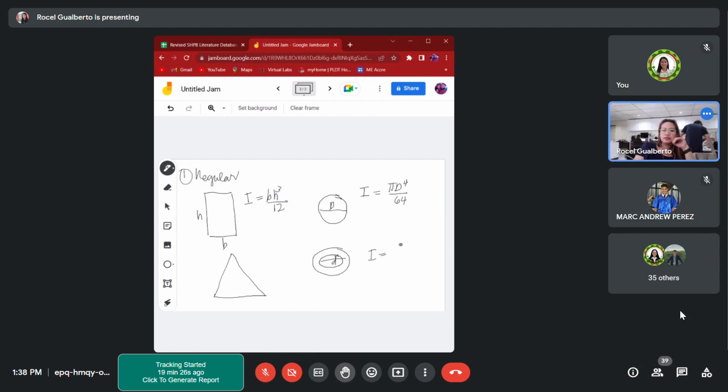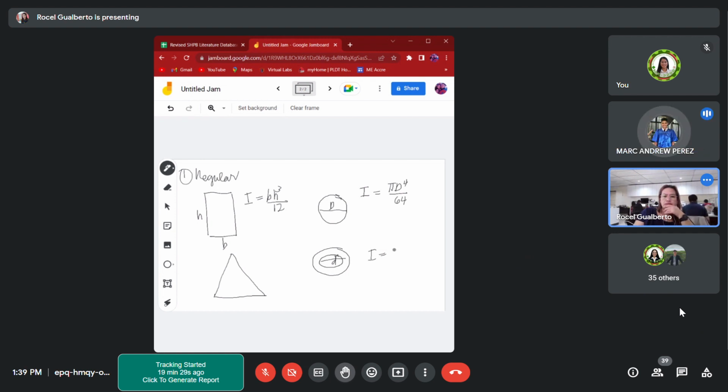Yes, Mark Andrew? Pi over 64 times the quantity of outside diameter raised to 4 minus inside diameter raised to 4. Okay, correct. So that would be pi times D to the fourth minus d to the fourth, divided by 64. And if you have a triangular, say this is B, and the height of the triangle is H, the I value would be BH cubed divided by 36. So these are the values of I taken from your table 81.